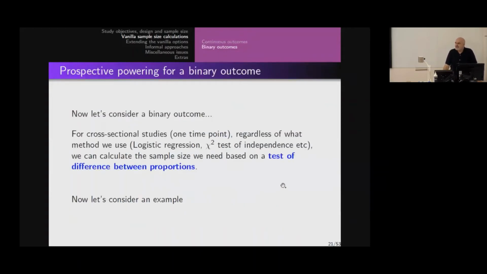Okay, so now let's consider a formal sample size calculation for a binary outcome. And the one thing I would say is, all else being equal, binary outcomes require larger sample sizes than continuous outcomes, because continuous outcomes give us more information, okay? So if we have a cross-sectional study, like 1 time point or an RCT with a single follow-up, regardless of the method we use, logistic regression, chi-square test of independence, we can calculate the sample size we need based on a test of difference between proportions, okay?